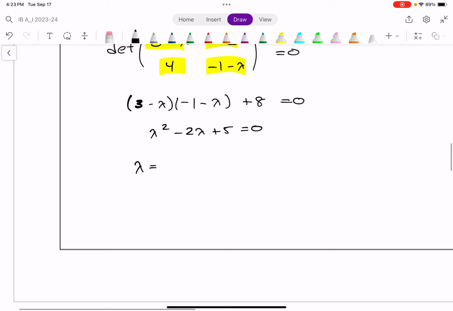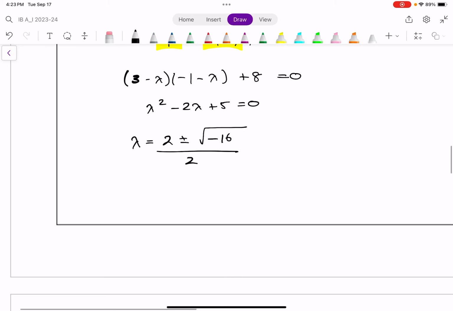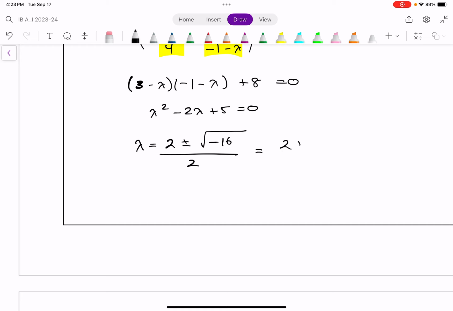So I'll say lambda equals minus b, so 2, plus or minus the square root of my discriminant. In this case, I should get a discriminant of negative 16, over 2. Keep in mind, we said the eigenvalue could be a complex number, and that's what we have here. So I can rewrite this now as 2 plus or minus root negative 16, which is the same as 4i, over 2. Divide everything by 2. My two eigenvalues are 1 plus or minus 2i. So in this case, I had 2 complex eigenvalues.